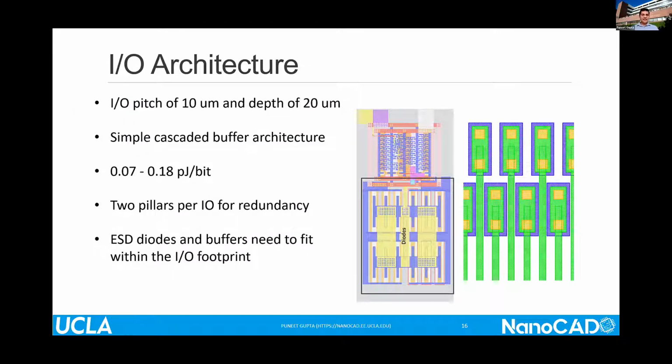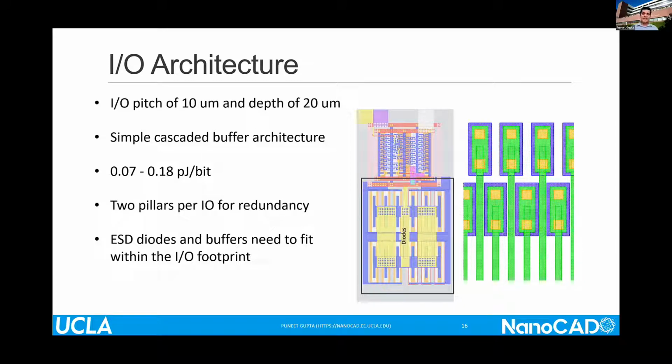IOs, the main challenge that we faced: our IOs were 10 microns pitch, and the depth was about 20 microns. And since our inter-die distance was just about 100 microns, we really did not need SerDes or any more sophisticated thing. These were essentially cascaded buffers. And therefore, the energy per bit for data transmission was about 0.1 picojoules per bit.